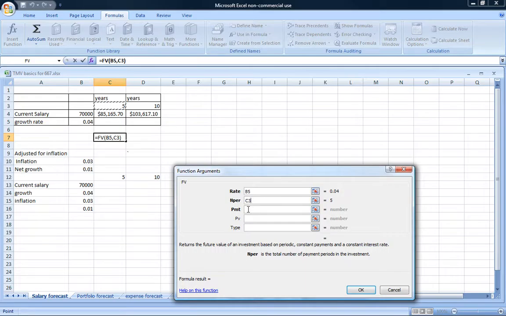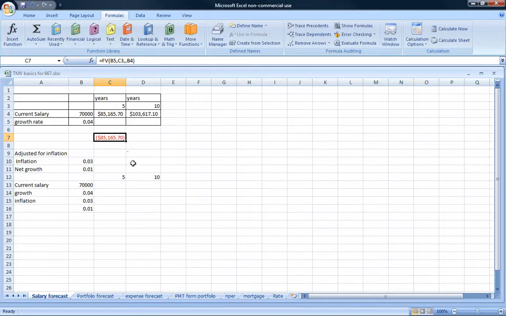Then it wants to know, is there any PMT? In this case, the answer is no. All we have is the present value, which means how much is the amount today. Well, the amount today is this cell, so I'll go there, $70,000. But in this case, for the time value of money, you put the present value in, and you click OK. Okay, so the number you're gonna get is 85,165.